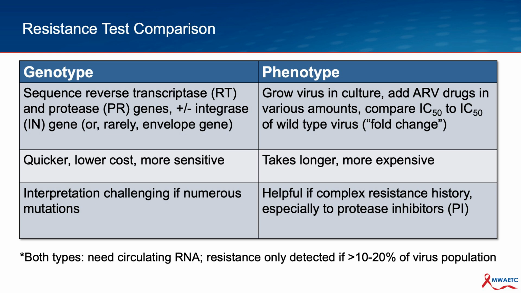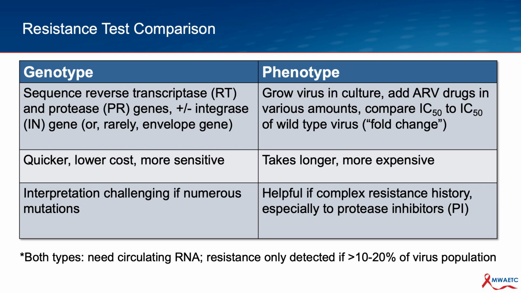So the lab takes patient's virus, amplifies it, and sequences the genes of interest. So again, in a traditional genotype, that's reverse transcriptase and protease. And then there are options that add or include integrase as well. There's also an option to get an envelope gene genotype if someone has failed enfuvirtide, but that's incredibly rare. So really what we're talking about is sequencing genes of interest, reverse transcriptase, protease, and sometimes integrase, and looking for mutations known to be associated with resistance to antiretroviral drugs.